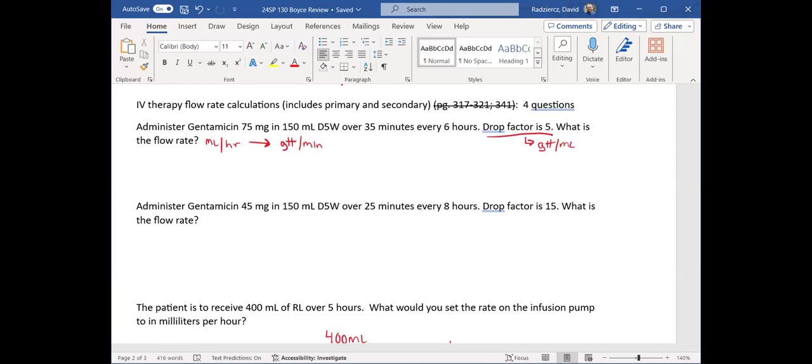Okay, now this question a lot of times will get missed because you'll try and use some of the extra information that's listed in here.